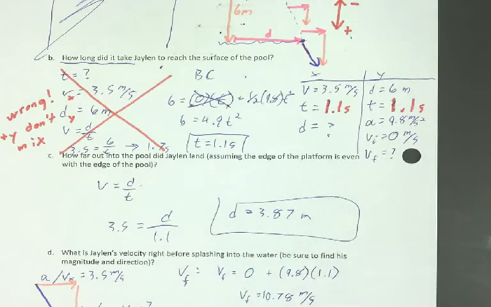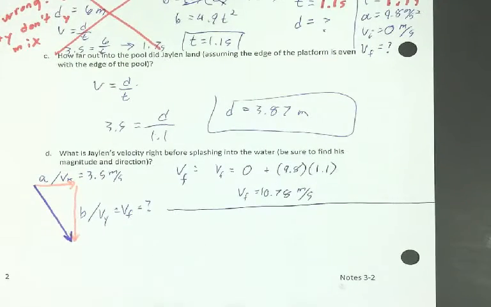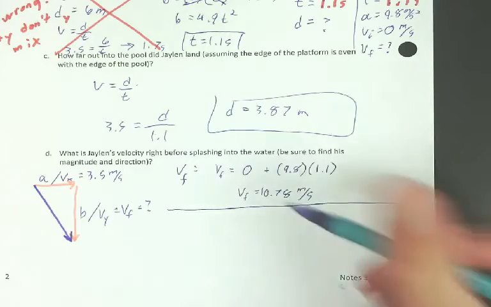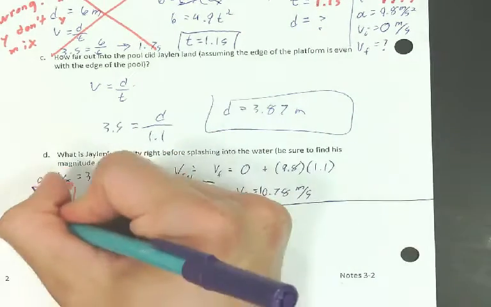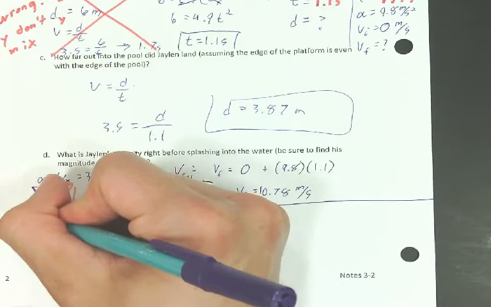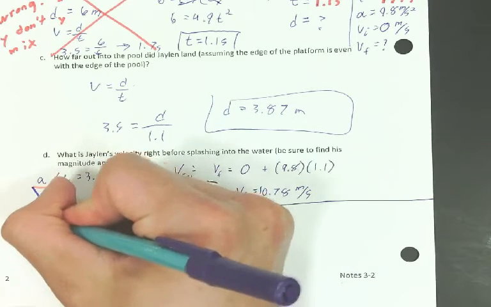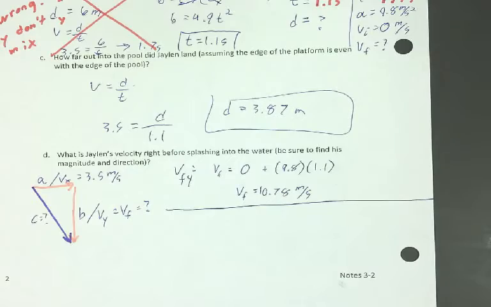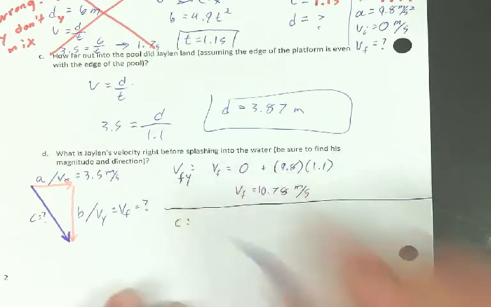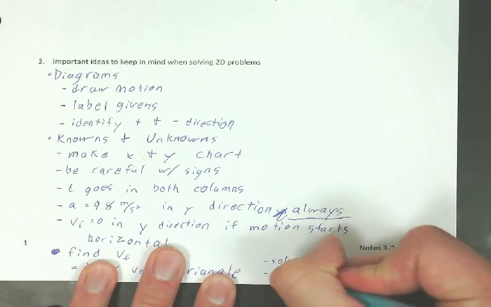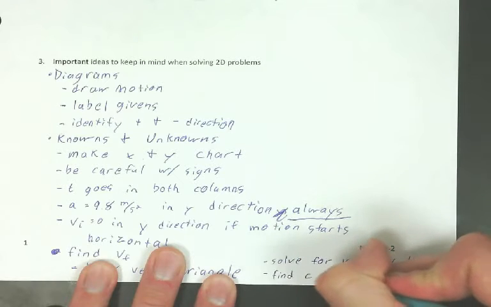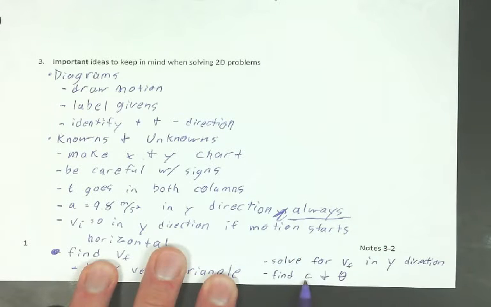Okay, now that I've found the final velocity, I need to find the actual final velocity, because this really isn't the final velocity. It's the final velocity in the y direction only. I need to find the actual total velocity. I need to find c. I need to find the resultant vector. And that's what I'm going to do now. So find v final, draw the vector triangle, solve for v final in the y direction. Now you're going to find c and theta, magnitude and direction.